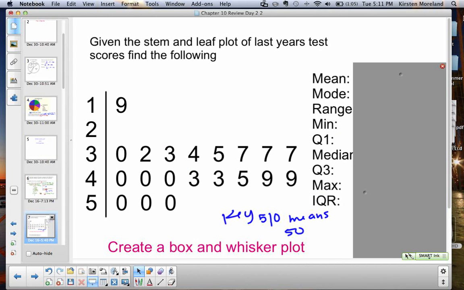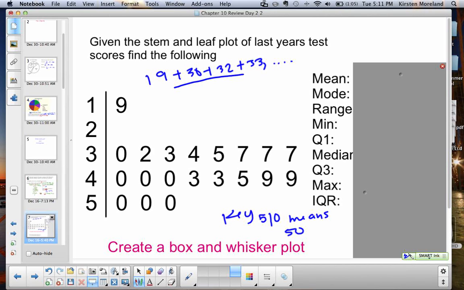I want you to take a second, pause the video, and see if you can find the mean, mode, and range of this from the stem and leaf. To find the mean, you're going to take 19 plus 30 plus 32 plus 33 and so on, all of these values. Remember, don't just type 9 plus 2. It's 19, 30, 32. Then you divide it by the total. When you do that, you should get a mean of 39.55.